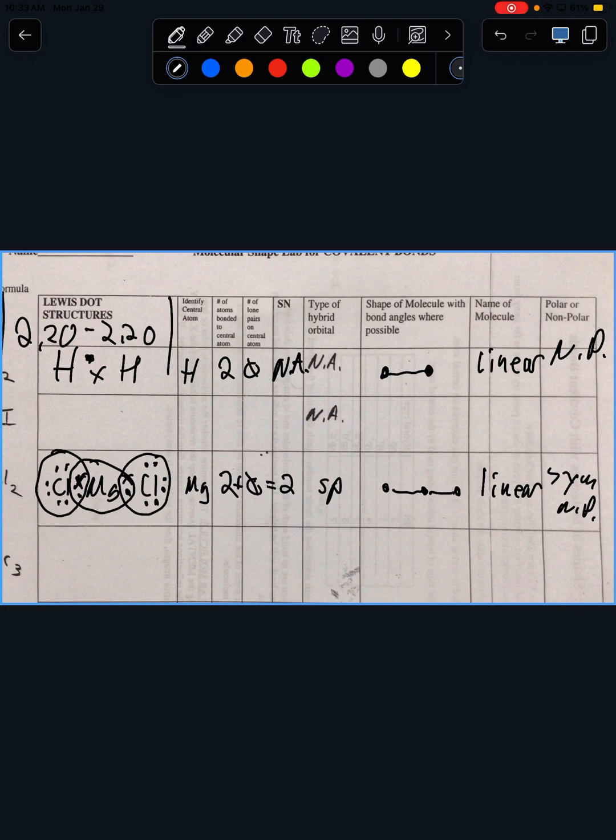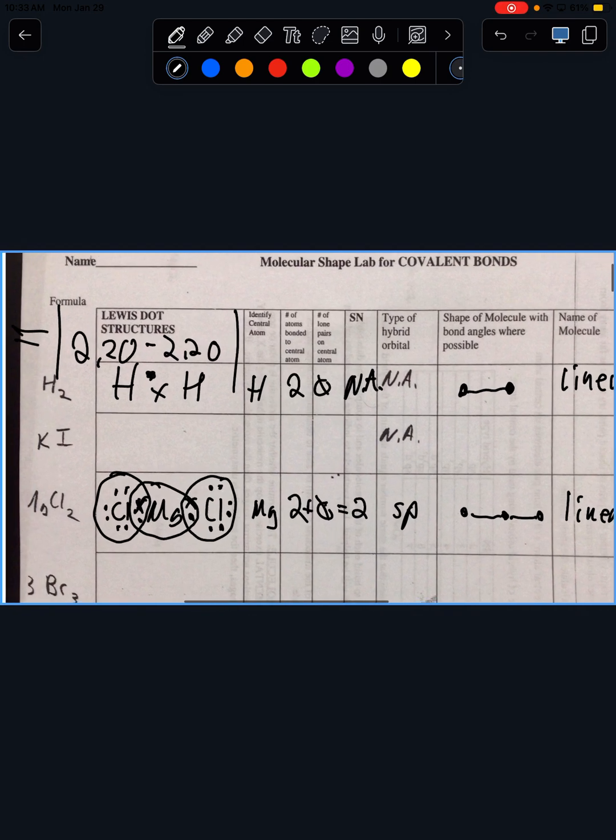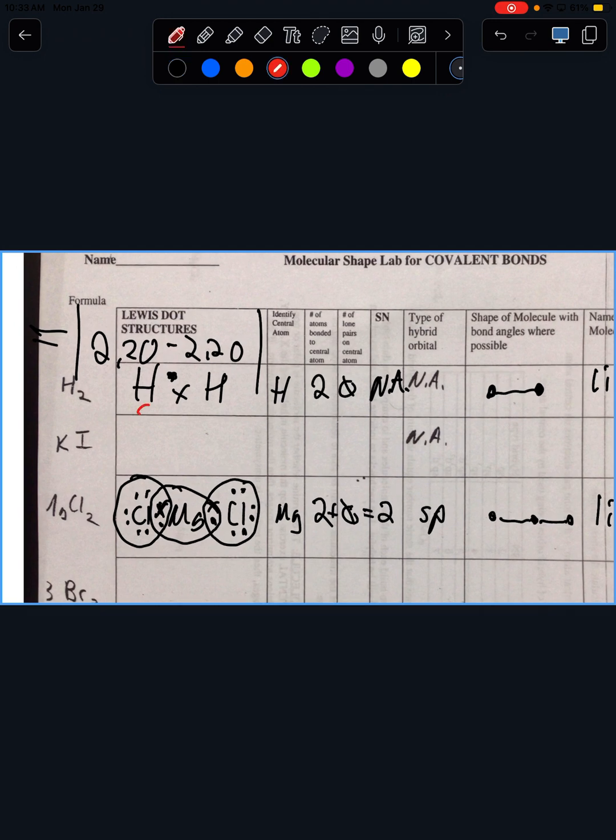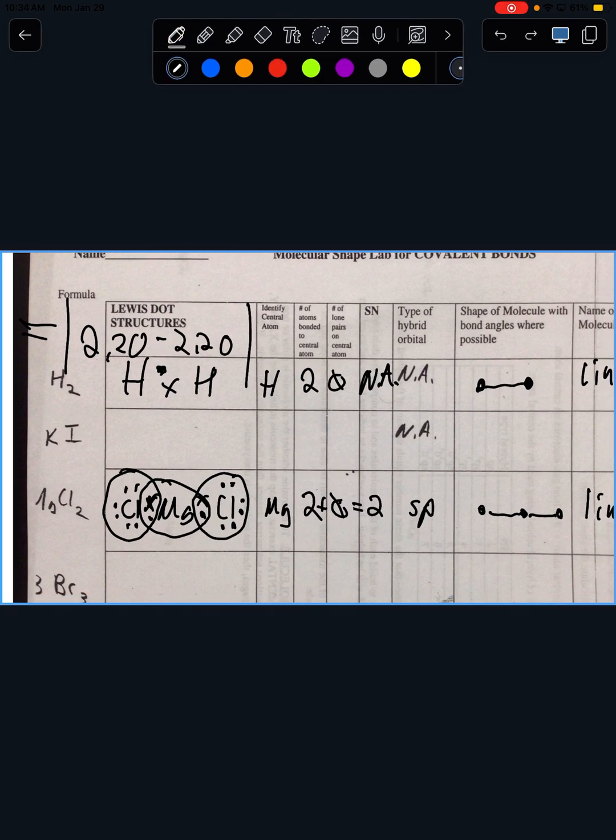But we don't have a steric number and we don't have hybridization. If you go back and look at your notes, this is an S and an S overlap. No hybridization is needed, right? I have my S orbital and my S orbital, and they're overlapping each other. I still have a sigma bond, but we don't need hybridization to explain that, okay? So that's why it's NA, not applicable.